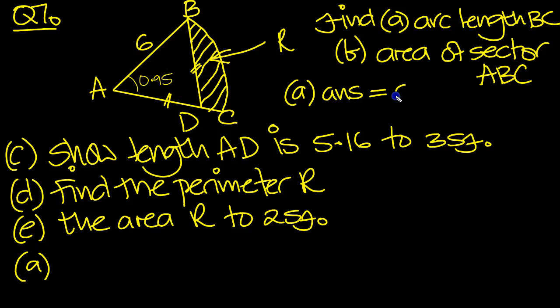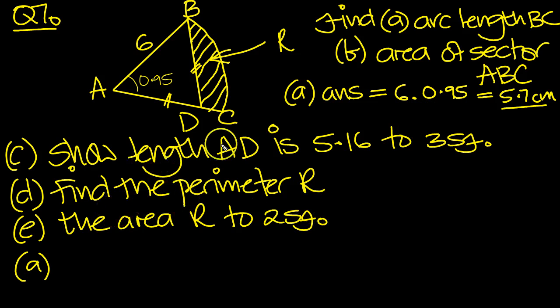r is 6 times theta, which is 0.95, which is equal to 6 times 0.95, which is 5.7 centimeters. Okay, good. Tap it into the calculator if you need to.